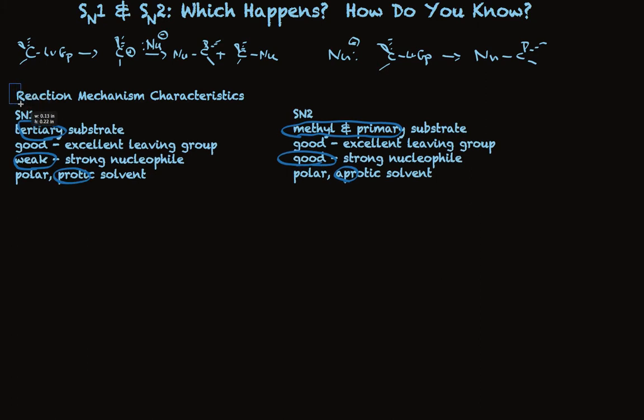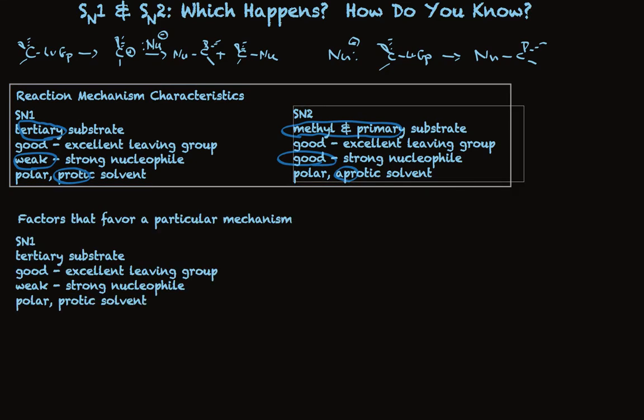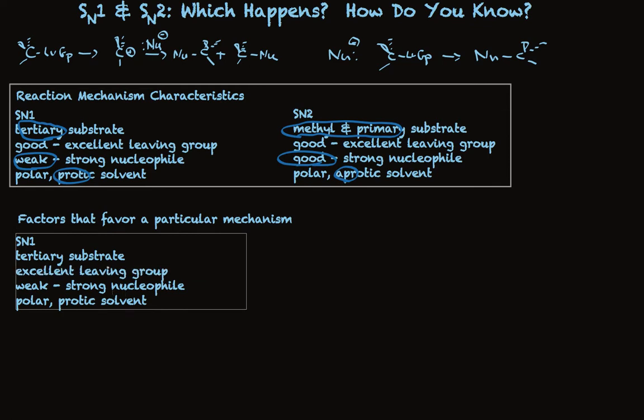So now that we've got these reaction mechanism characteristics summarized, let's take a look at what that's telling us about how to favor an SN1 or an SN2 reaction. For the SN1 reaction, it's clear that tertiary substrates favor the mechanism, and if we want to really favor the SN1 reaction, we better have a very good leaving group. So we'll use an excellent leaving group. And if we want to really favor the SN1 reaction, we better use a weak nucleophile, because strong nucleophiles participate in the SN2 reaction, but weak ones don't. And clearly, we'll use protic solvents, because they're not good for SN2 reaction.